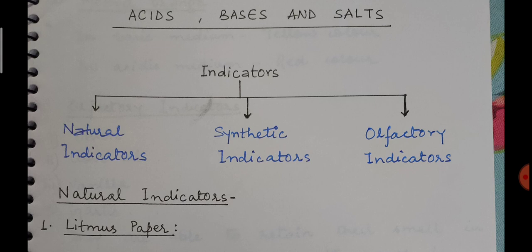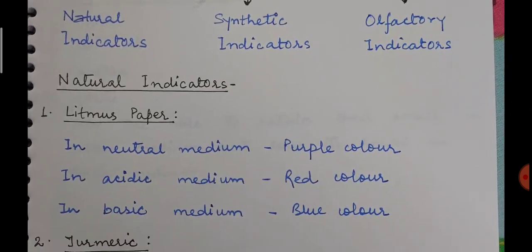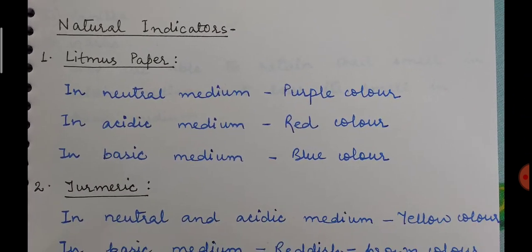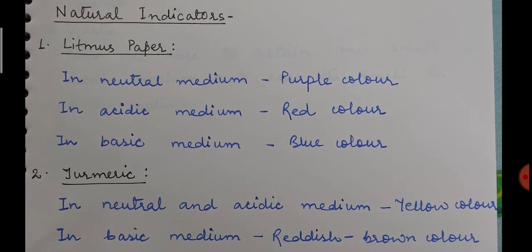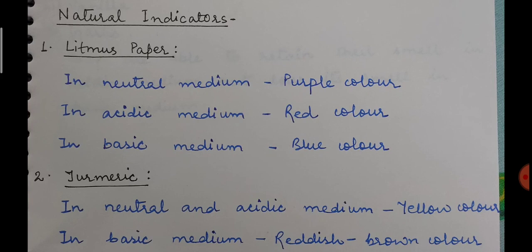Now let us start with the topic indicators. As you know, just after the introduction, the first topic we discussed in this chapter is indicators. There are three different types of indicators which we discussed: natural indicators, synthetic indicators and olfactory indicators. In natural indicators there are many, but in detail we discussed two: litmus and turmeric. Here I have given the heading of litmus paper only.